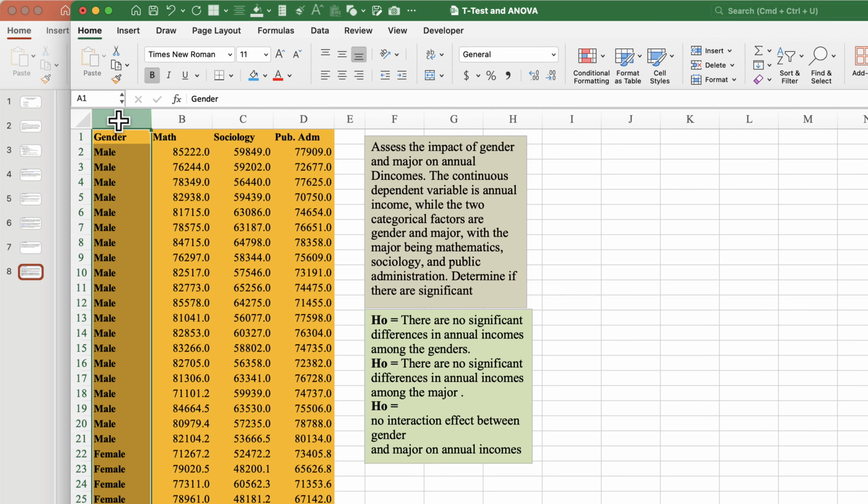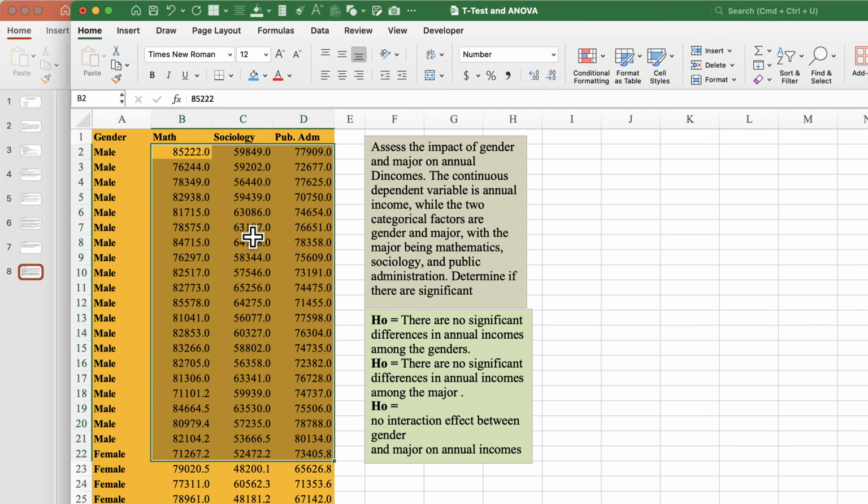All these categorical variables are in the first column: gender, male, female, and here program measures like math, sociology, and public administration. And the data about the dependent variable, which is a continuous variable, is here. This format is essentially required when doing two-way ANOVA in Microsoft Excel.